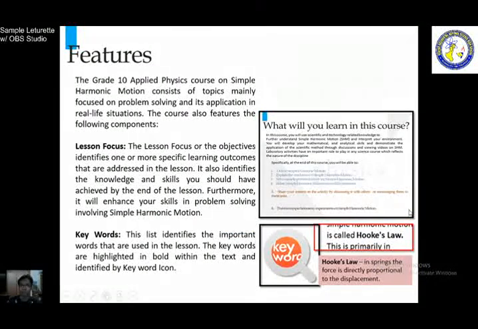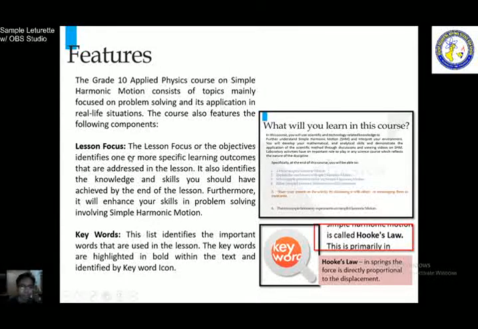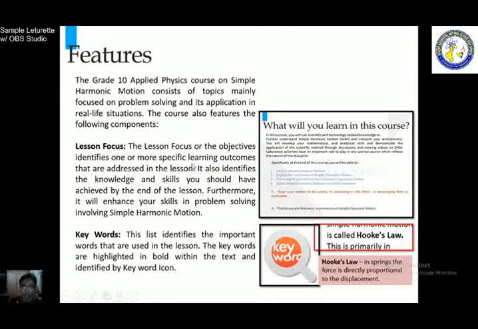So what are the features of my SIM? So first of all, you have the lesson focus or simply the objectives of today's lesson. Then of course you have the keywords. These keywords are simply very important terms that you need to know, and I hope that you will actually read the definition of these important terms. The terms are in a bold font, highlighted in bold within the text and identified by the keyword icon. So this right here is our keyword icon, the word keyword under a magnifying glass.